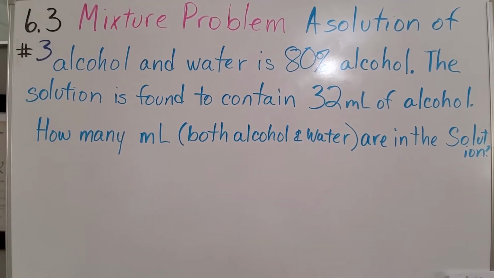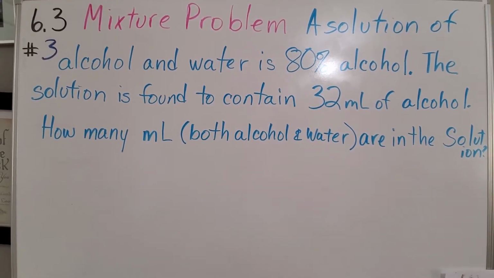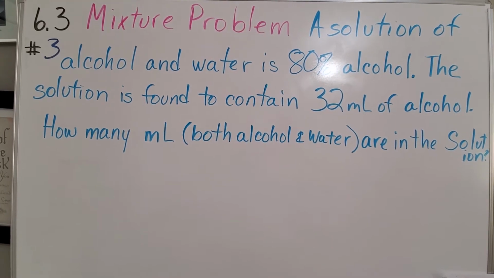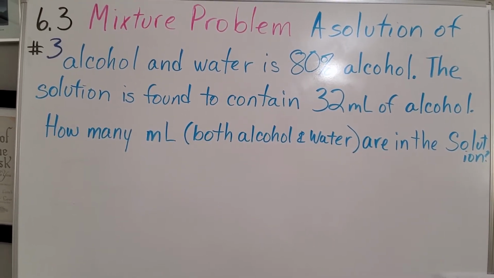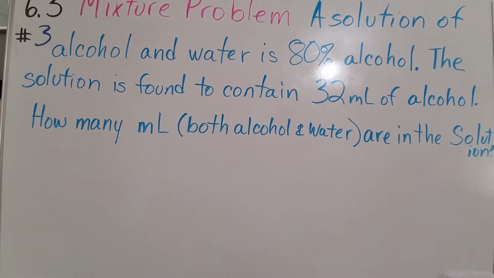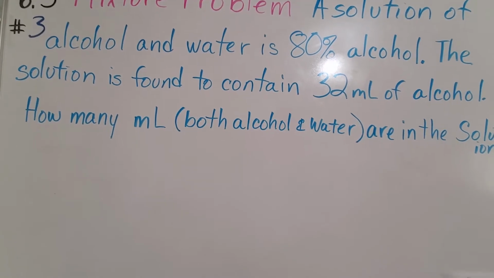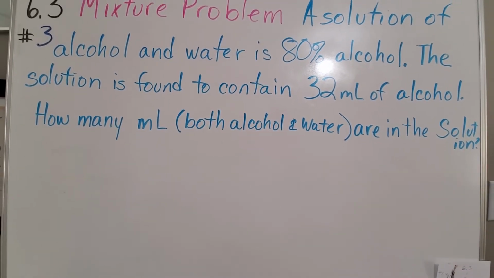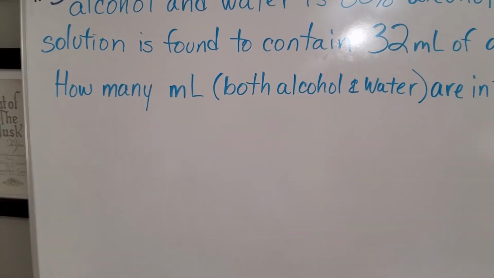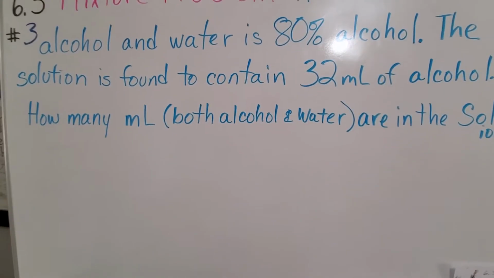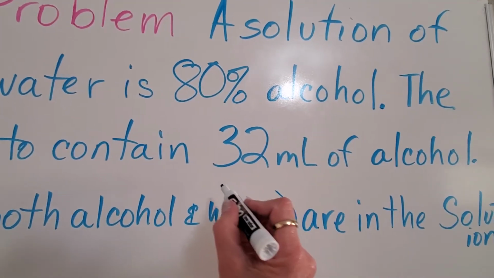Now, if you would prefer, you can do this whatever way works for you. Just be very consistent, and then your scores will reveal that. So what we're going to do is say how many milliliters, both alcohol and water, are in the solution. So I'm going to say 32 milliliters. This is part of what we have to find out. 32 milliliters.